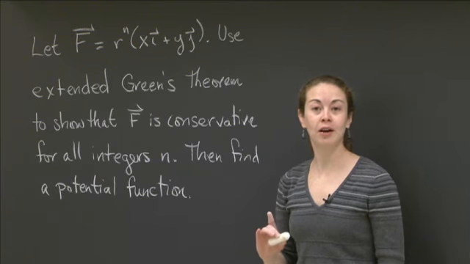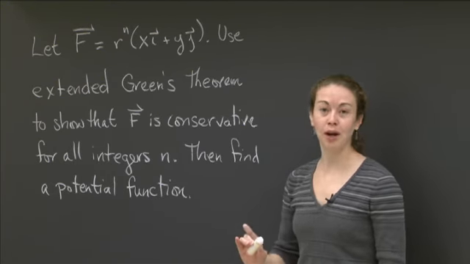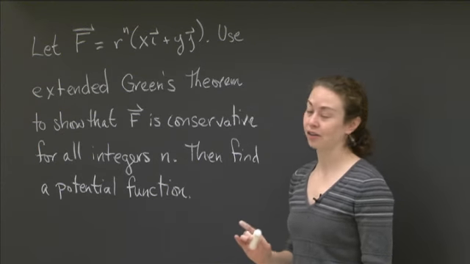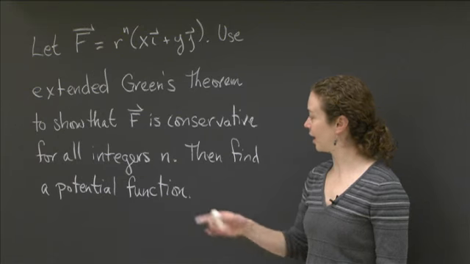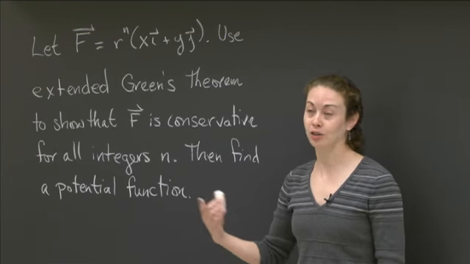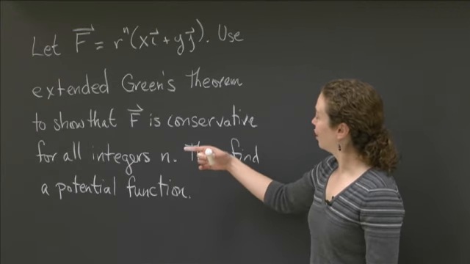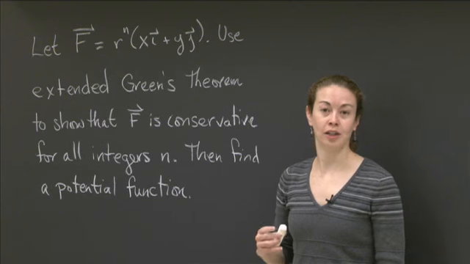And what I want to point out is that for certain integer values of n, we're going to run into some problems with differentiability at the origin. Okay, so we're going to try and deal with all of it at once and simultaneously deal with all the integers by allowing ourselves to show that f is conservative even if we don't include the origin in our region.